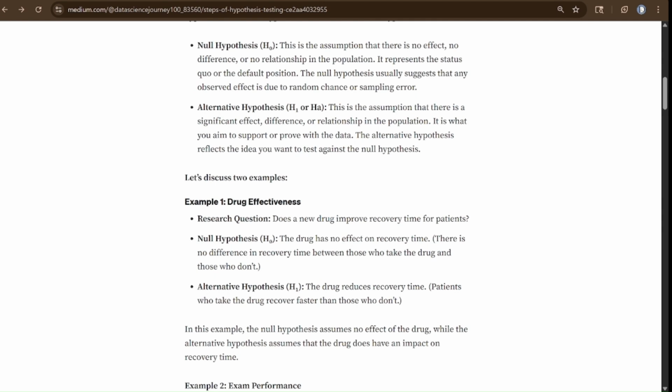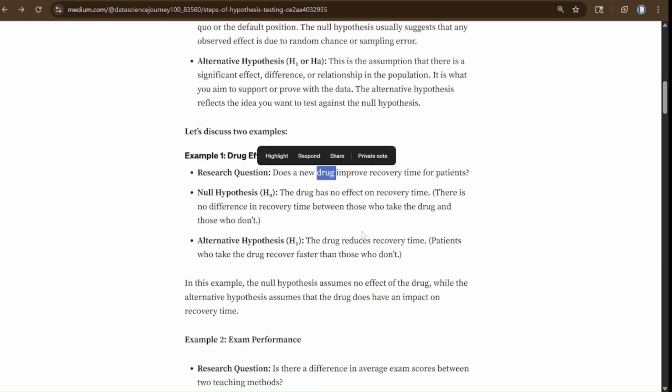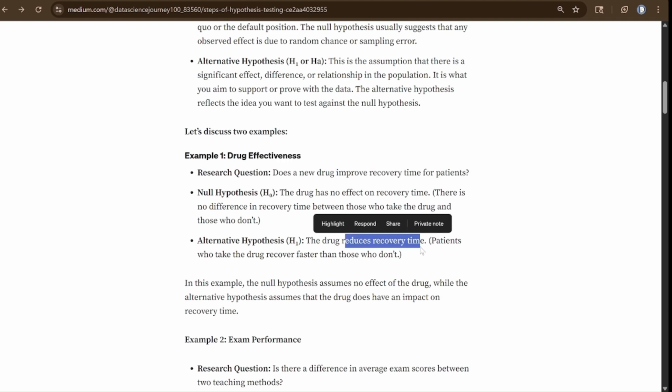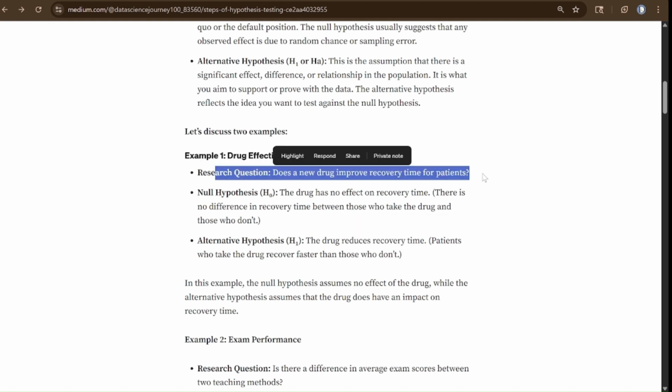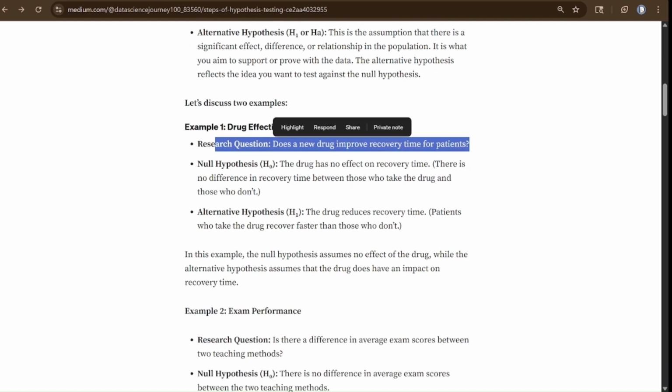Okay, see this example, drug effectiveness. There is a new drug and you want to know whether this new drug improves recovery time for patients or not. So what is the null hypothesis here? Null hypothesis is the drug has no effect, no change, no significant difference. Right? Alternative hypothesis is the drug reduces recovery time. There is a significant difference. So this is your question, whether the new drug improves recovery time or not. Defined what is null hypothesis and what is alternative hypothesis.